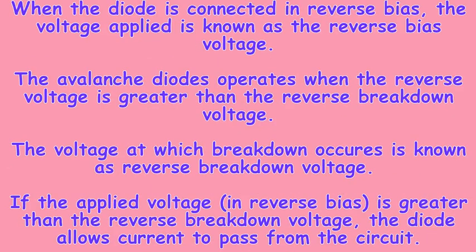When the diode is connected in reverse bias, the voltage applied is known as the reverse bias voltage. The avalanche diode operates when the reverse voltage is greater than the reverse breakdown voltage. The voltage at which breakdown occurs is known as the reverse breakdown voltage. If the applied voltage is greater than the reverse breakdown voltage, the diode allows current to pass through the circuit.